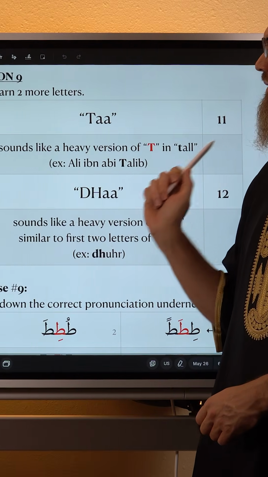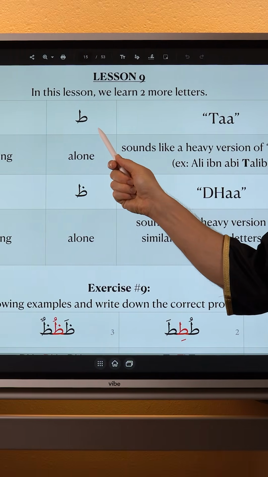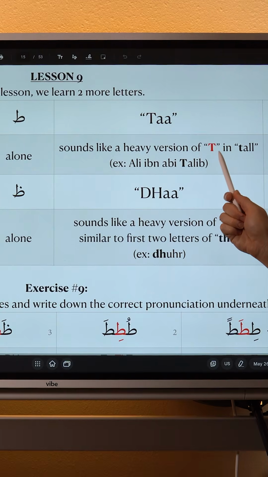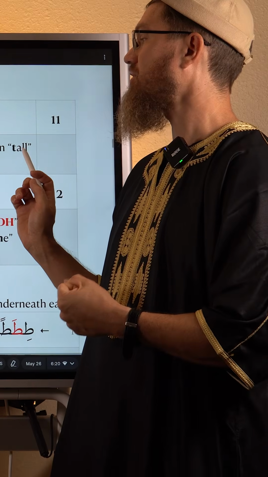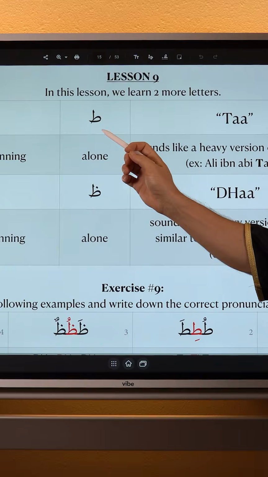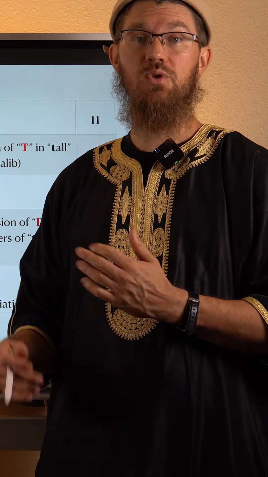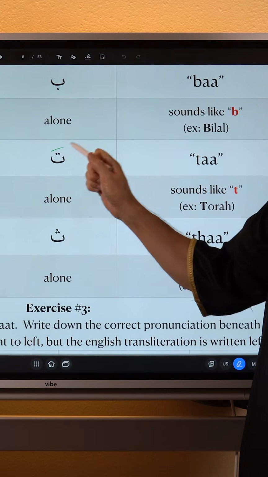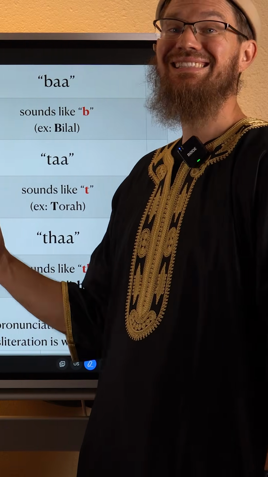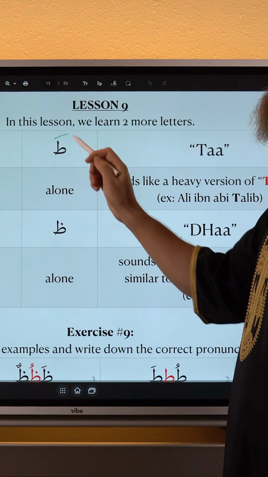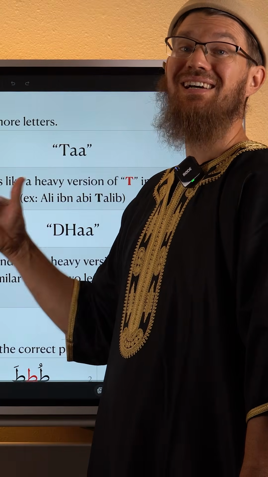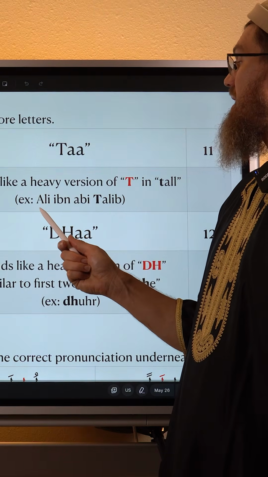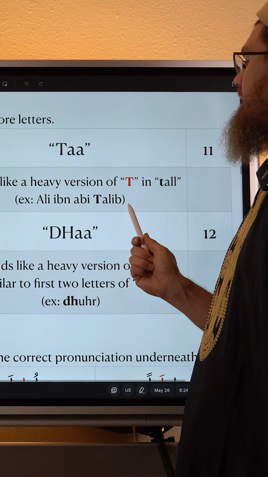So the 11th letter that we're going to learn is the letter Ta. It sounds like a heavy version of T. So we're going to write a capital T, and this is going to help us differentiate this letter from the second letter that we learned, the letter ta. Remember, the letter ta, when it has a fetha, is going to sound more like ta, whereas this letter is going to sound more like Ta because it's heavy. Like the name of the great companion, may Allah be pleased with him, Ali ibn Abi Talib.